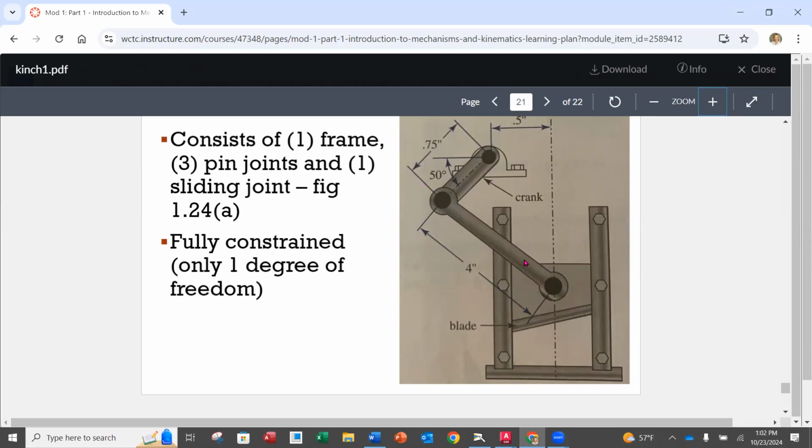And again, it's going to have 4 elements to it. It's a configuration of a 4-bar mechanism, but it doesn't have the last link oscillating or going around in a circle or pivoting around a center.